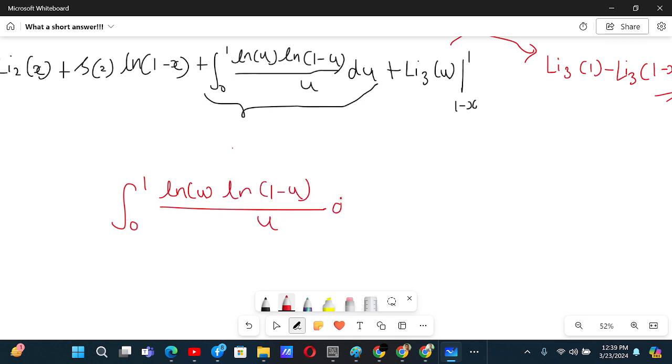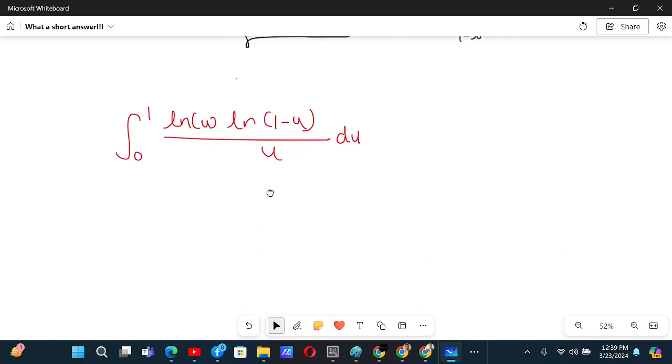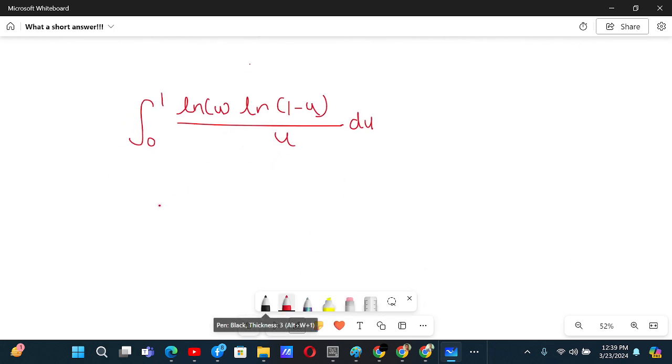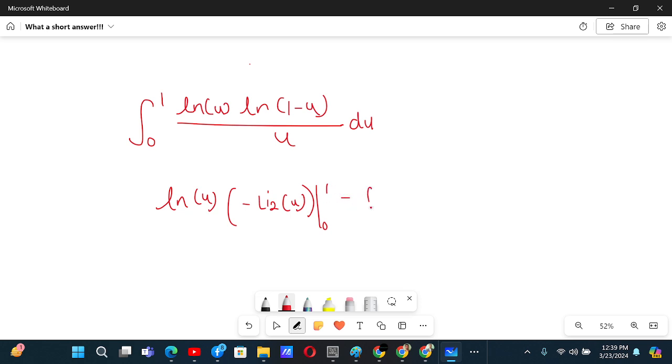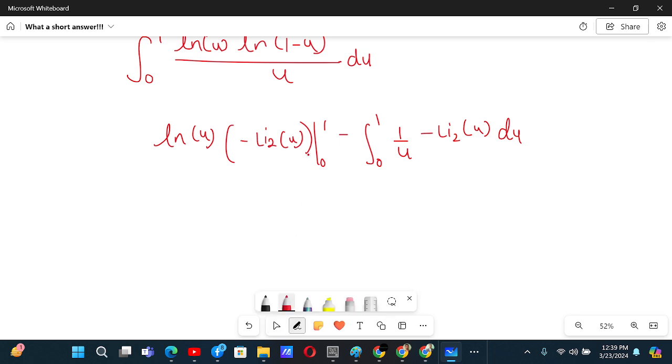How do we deal with this? Basically we use integration by parts. So ln of u as it is, and the other one is just minus Li2 of u, going from 0 to 1, minus the integral from 0 to 1, this is 1 by u minus Li2 of u du.